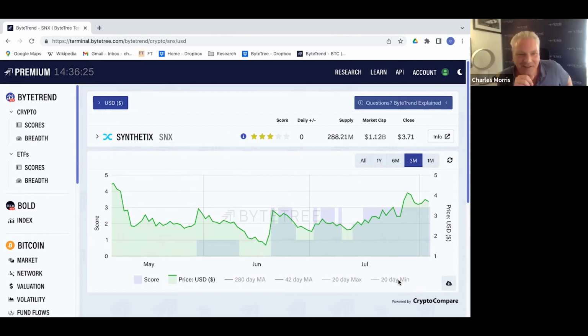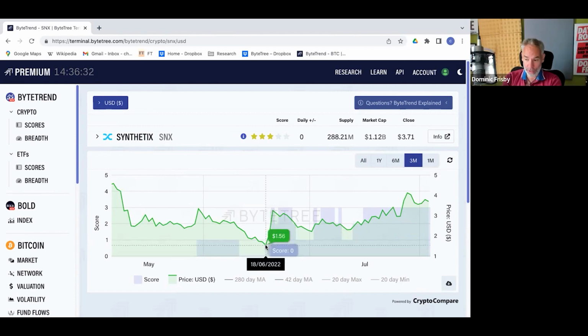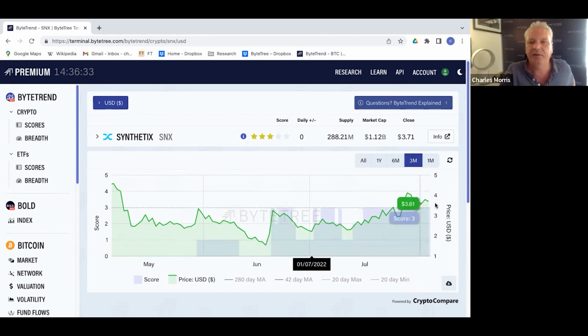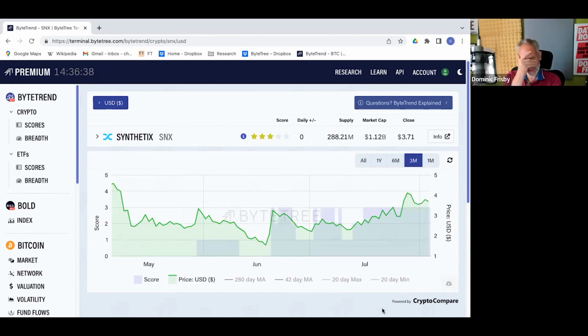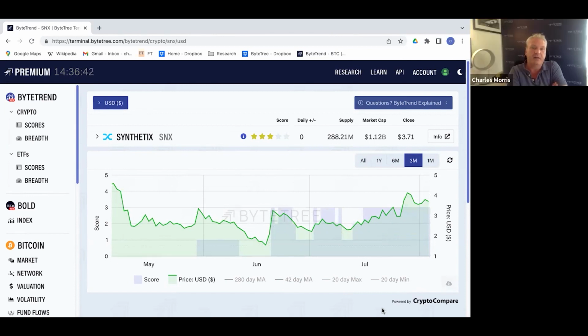That's better than my portfolio. You're on the right-hand side, don't forget. The left-hand side is the scale. Yeah, I'm looking at the right-hand side. It's like $3. The low was at 156. And yesterday's close was 371. Okay, so it's tripled. It's doubled in a bit. Yeah, from the capitulative low.